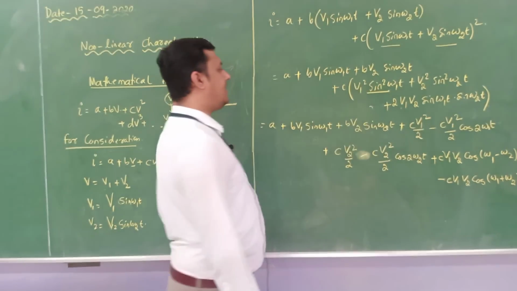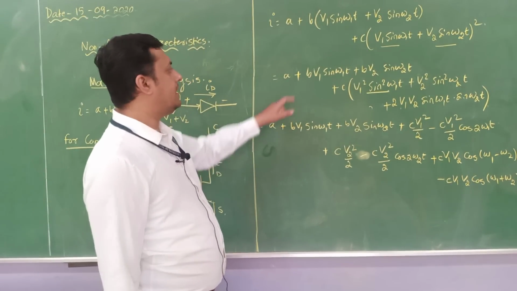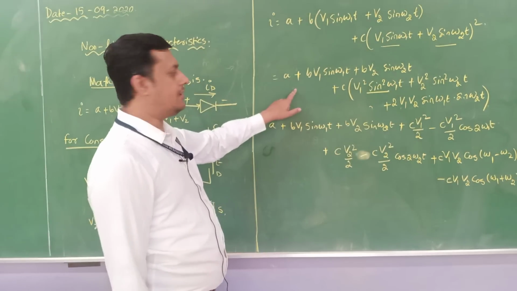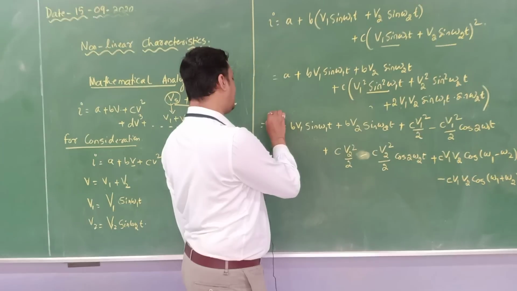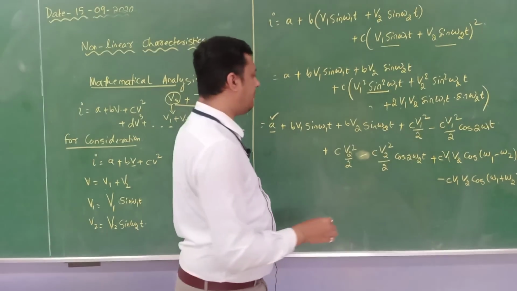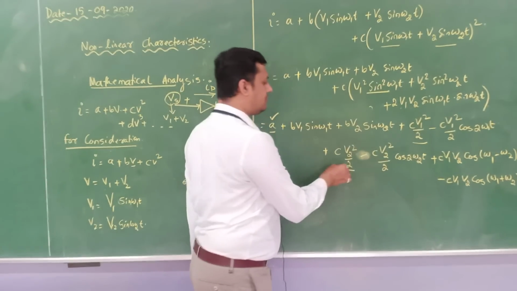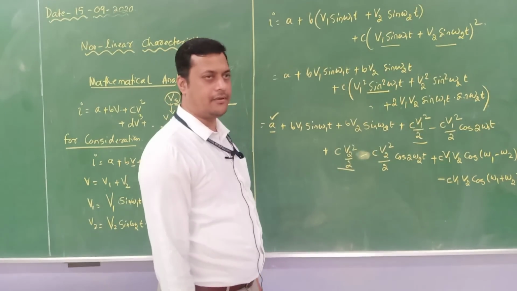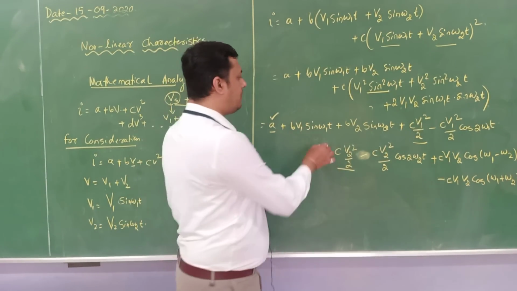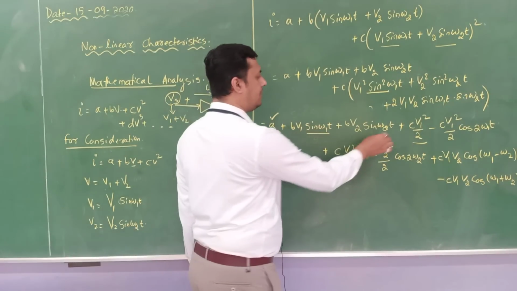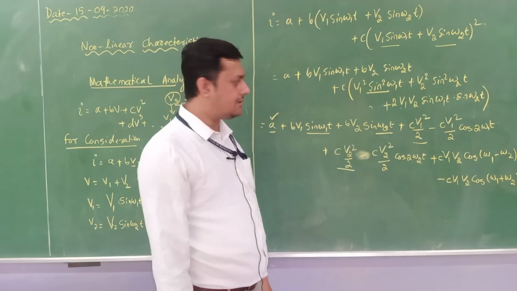Done. So these are the spectral components available in this particular equation. First, the DC components: how many DC components are there? A is a DC component, C V1 square by 2 is a DC component, C V2 square by 2 is a DC component. Now what fundamental frequencies are available? One is sin omega 1, one is sin omega 2. So these are the fundamental frequencies.